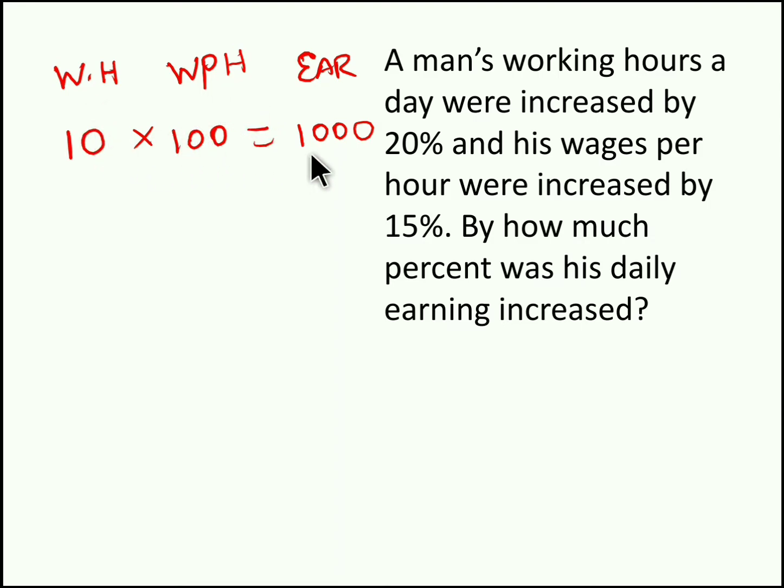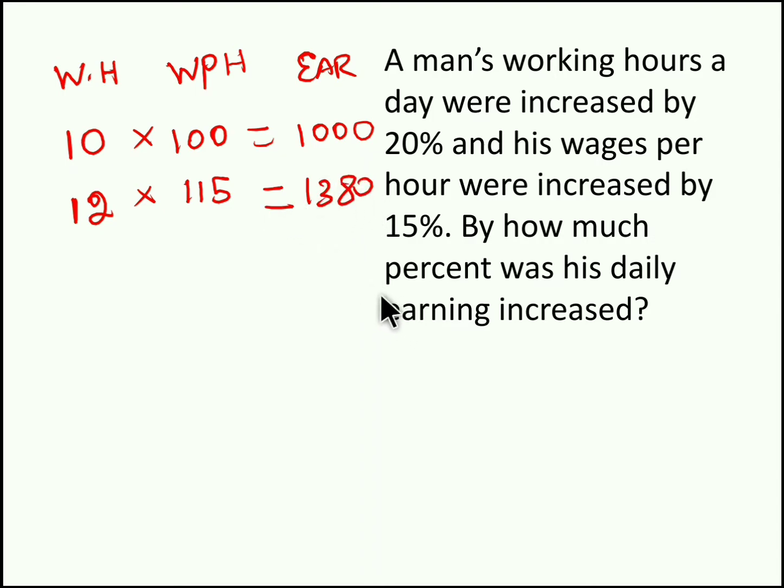Now his working hours are increasing by 20%. So from 10 hours, every day he has to work 12 hours. This becomes the new working hours of the person. Now the wage per hour is also increasing by 15%. So if 100 rupees is 100%, the man is getting a 15% hike. So with the hike it is 115 rupees. So his earning is nothing but 1380.